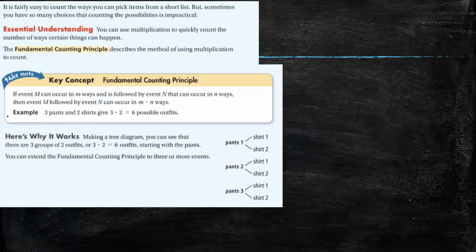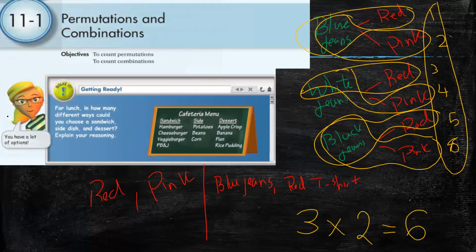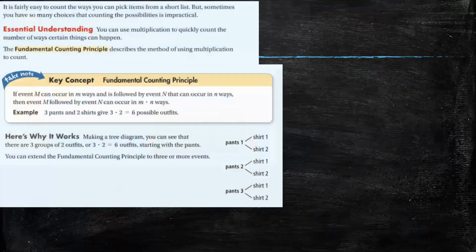So it's fairly easy to count the ways you can pick items from a short list. Sometimes you can count 1, 2, 3, 4, 5, 6. It's easy for you. But sometimes, as in the cafeteria menu, you have so many choices that the counting is impractical. You will waste your time.